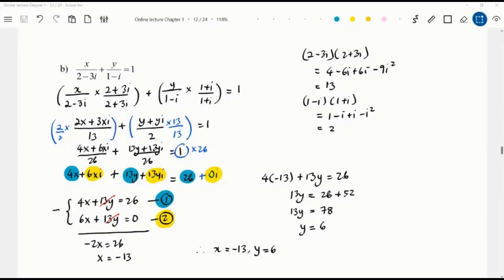Alright, so today I would like to go through the second part of complex numbers. Yesterday we did up until example 7, so today we continue with example 8 and then we proceed to finding the polar form. Okay, are you ready guys?